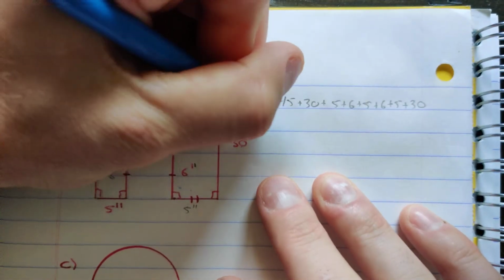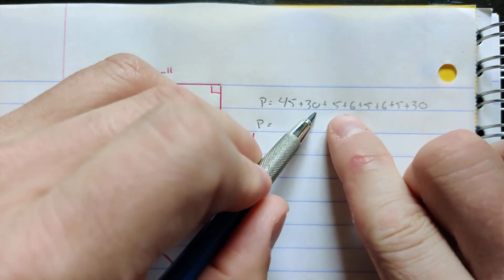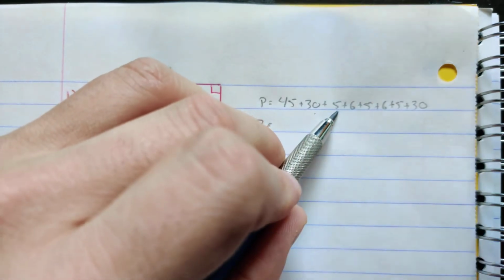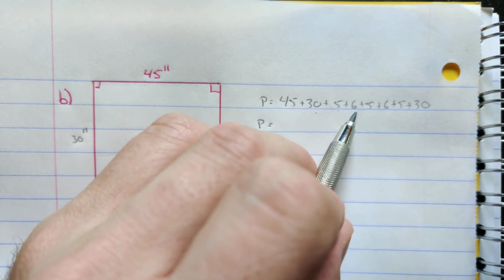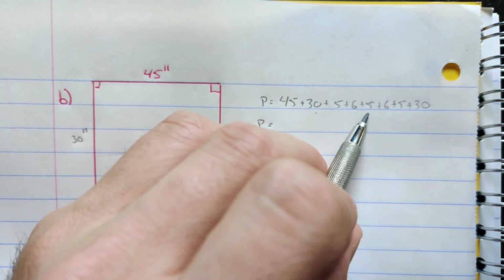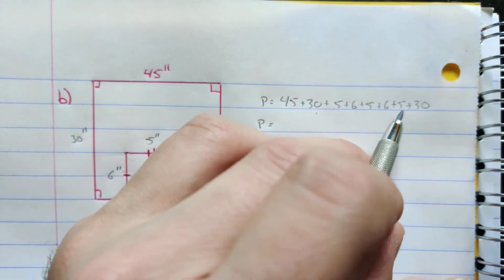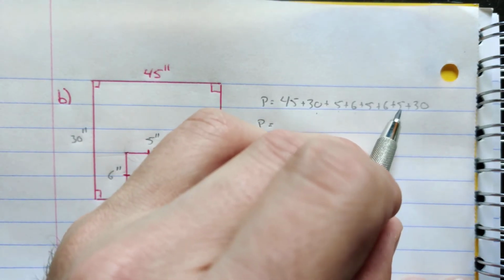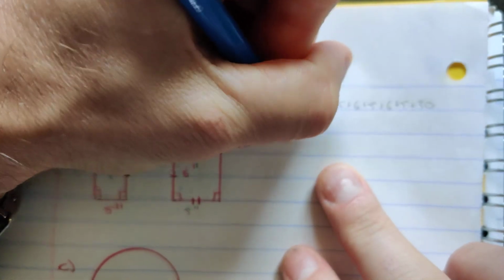And we'll just add them up. We got 45 plus 30 is going to be 75. 75 plus another 5 is going to give me 80. 80 plus 6 is going to give me 86. 86 plus 5 is going to give me 91. 91 plus 6 is going to give me 97. 97 plus 5 is going to give me 102. And 102 plus 30 is going to give me 132.